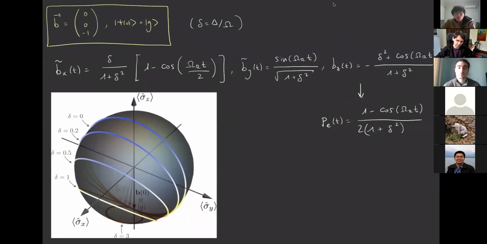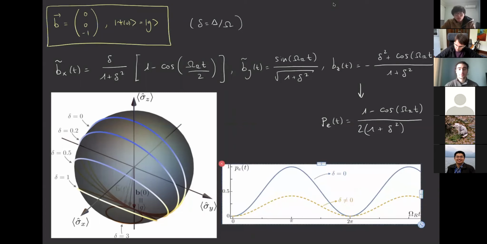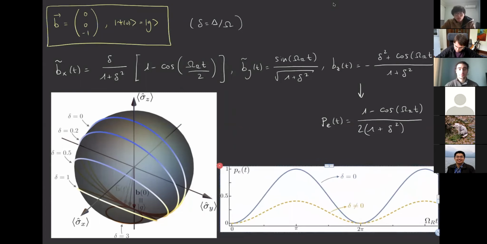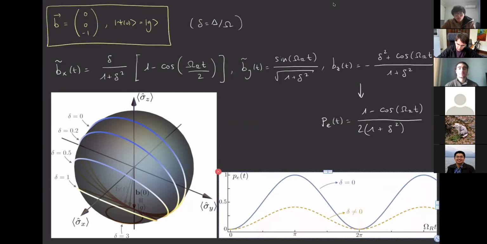I know that this is a bit difficult to visualize, so it's very important that we show a much more friendly observable, which is the probability of being in the excited state, the excited state population.